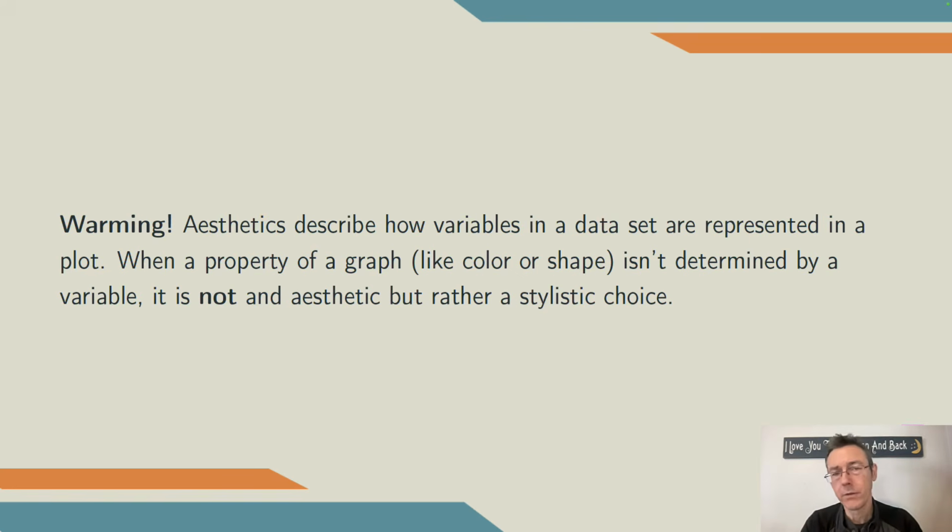Now, one thing you have to be careful with when you're talking about the grammar of graphics, especially when you're thinking about aesthetics like color and shape. Aesthetics describe how variables in a data set are represented. So the part I want to really underline there is variables in a data set. When a property of a graph, like color or shape, isn't determined by a variable, it's not an aesthetic, but rather a stylistic choice. So in that scatter plot we saw a second ago, color was being used to specify what species of cricket we had. In contrast, we could have made all of those X's blue, just specifying blue as sort of a global option that's not coming from the data set in any way.